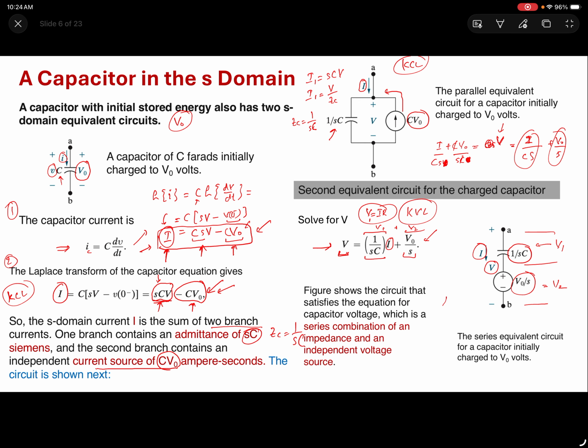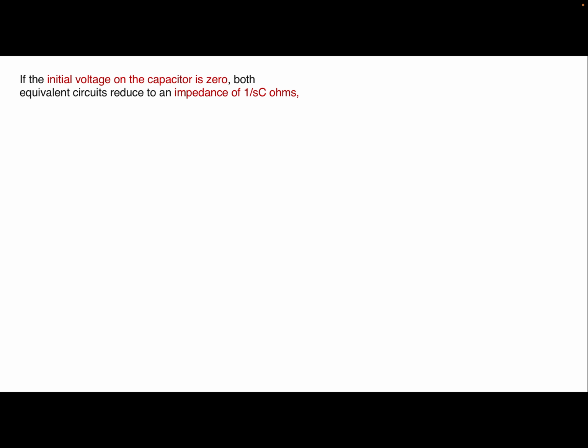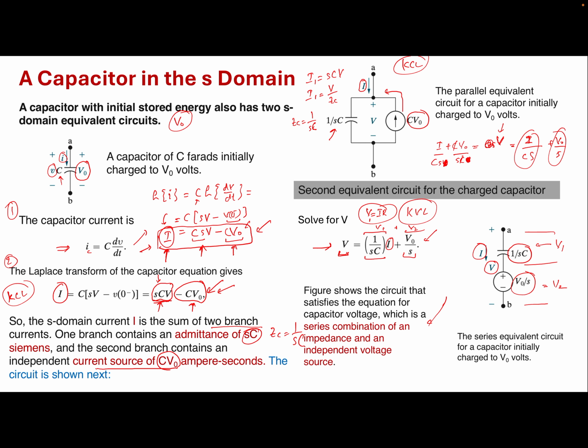And yeah, this is what I just said. So again, in short, we can model the capacitor in the form of a series model and a parallel model. In both of these cases, if I take the initial energy out, V naught out, both of these models, this circuit and this circuit, will reduce to only one element, a simple representation of 1 over SC. Or this equation and this equation will be composed of only this one component, right? Which is a simple Ohm's law, if you will.